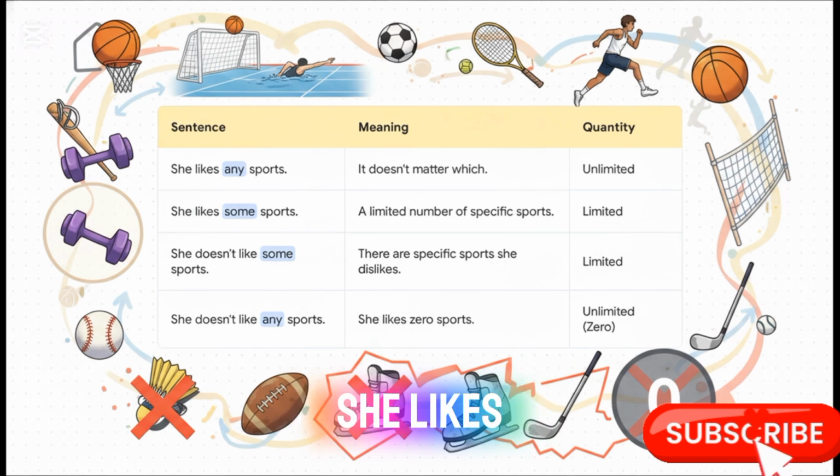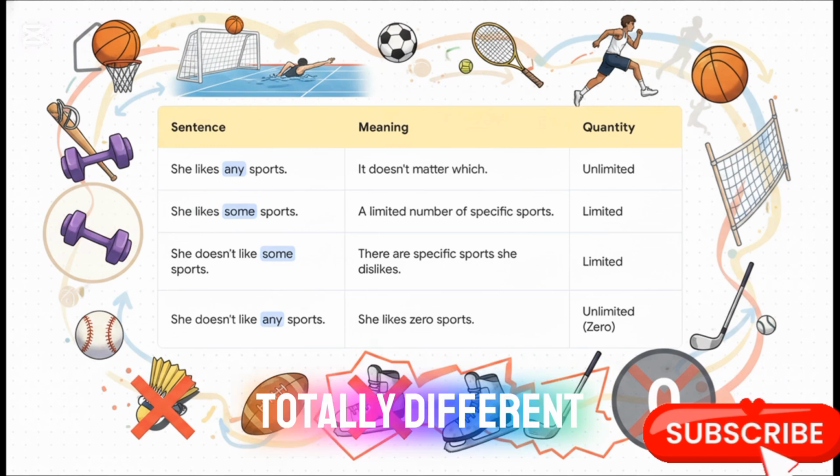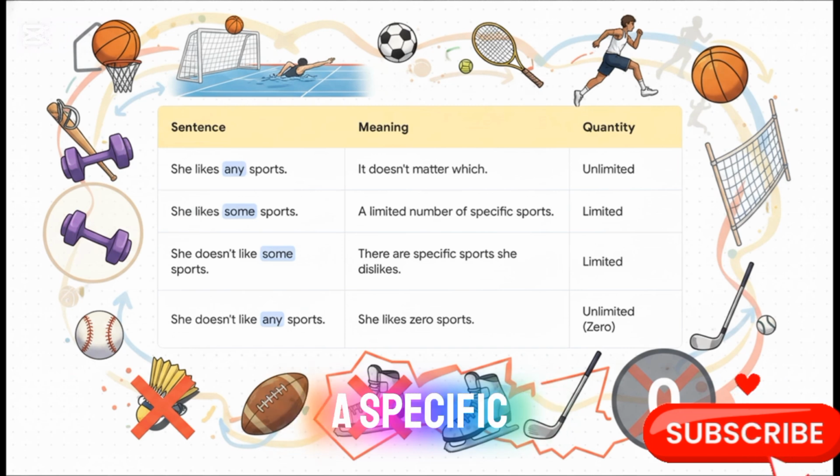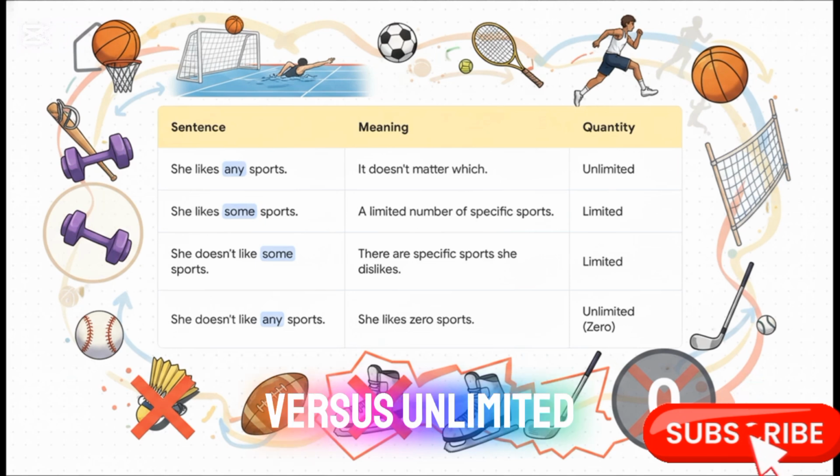Now compare that to she likes some sports. Totally different meaning, right? Now she likes a specific limited number of them. Now look at the negatives. She doesn't like some sports means there's a limited group she dislikes, but she's fine with others. But that last one, she doesn't like any sports, that means she likes 0. Her dislike is unlimited. It's all about limited versus unlimited.